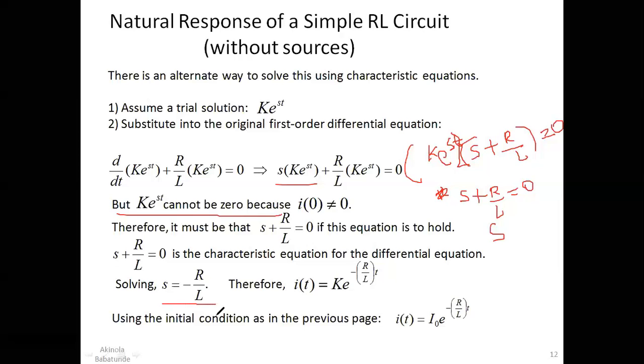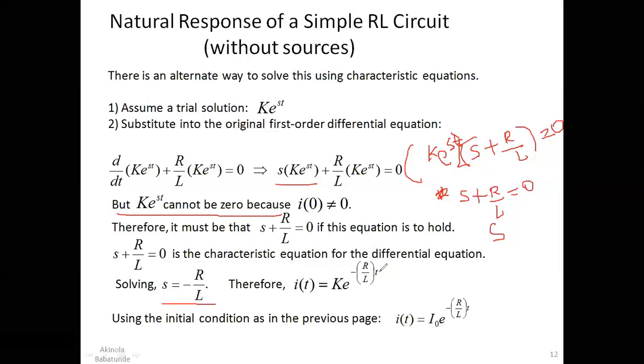minus R over L. Okay, so if your s is minus R over L, and you had initially said that your trial solution is K exponential st, you can easily see that the current you're looking for, I of t, would be, instead of writing K exponential st, we found s already to be minus R over L. This becomes K exponential minus R over L multiplied by t.